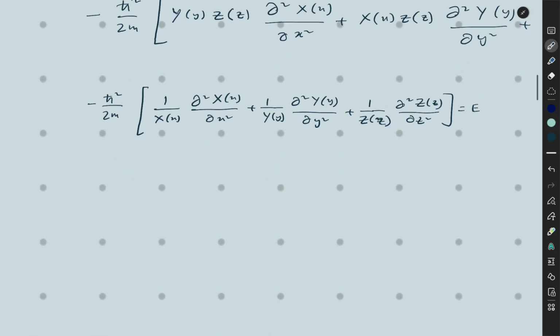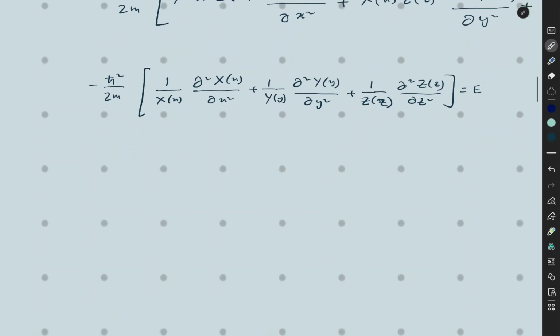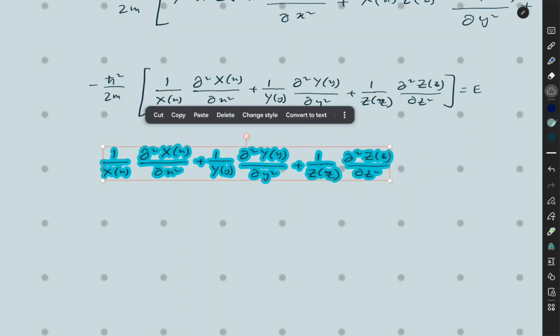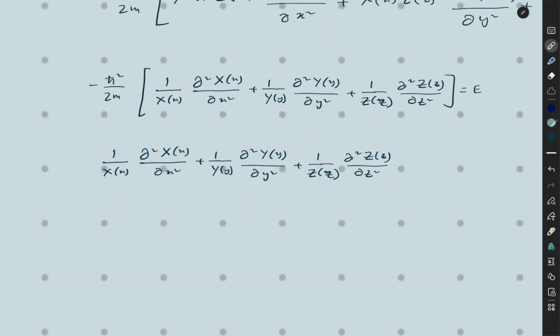So now let's rearrange this. We'll just copy it from here itself, copy it here and paste it here. So this part will come, and this will be equal to negative 2mE upon h cut square.